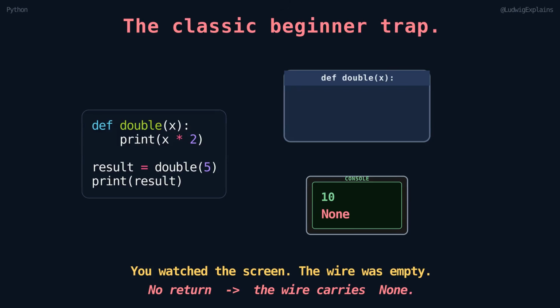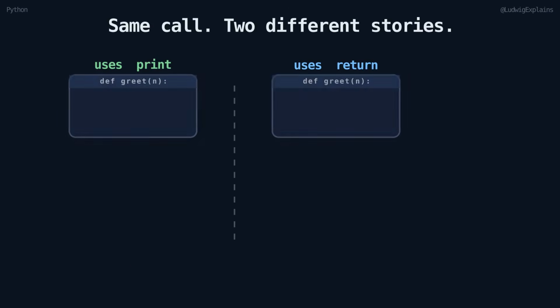The screen lit up with 10. That's what print did. But the wire? The wire was never connected. There's no return statement, so the wire carries the value None. You grabbed the wire, not the screen. The wire is empty.